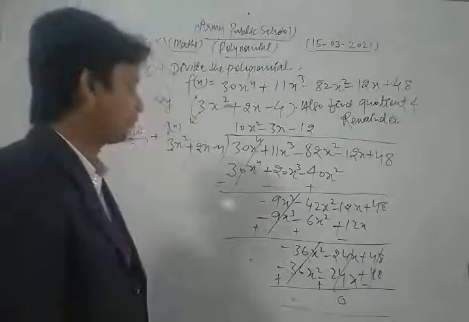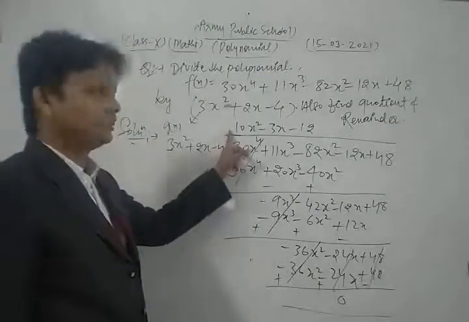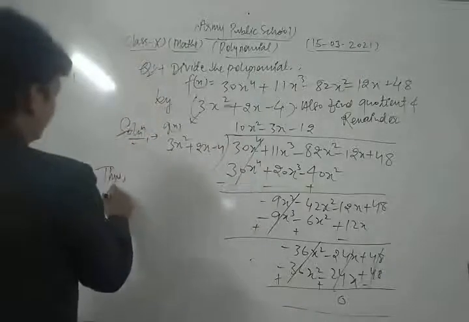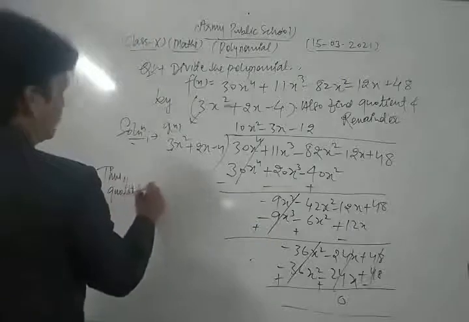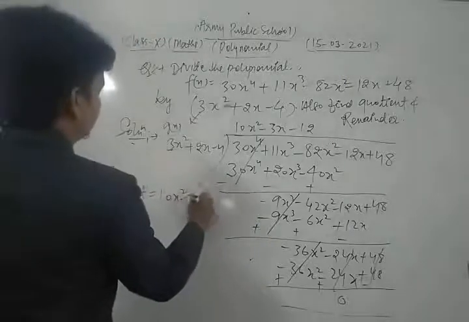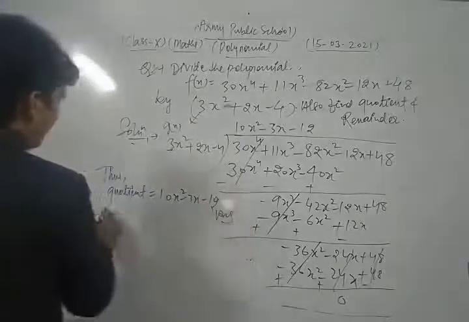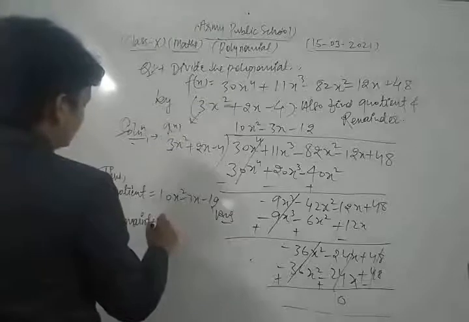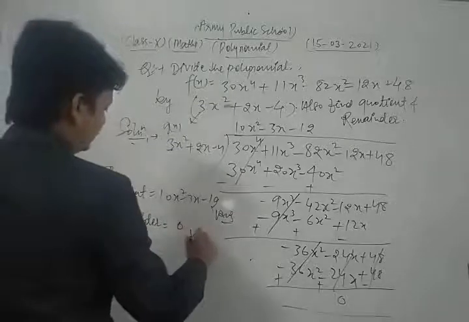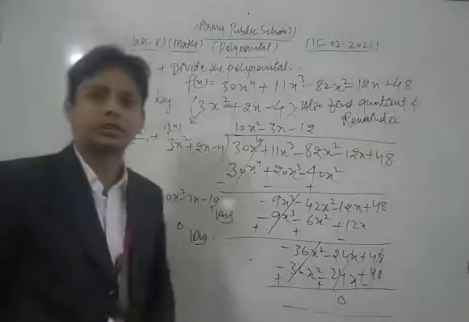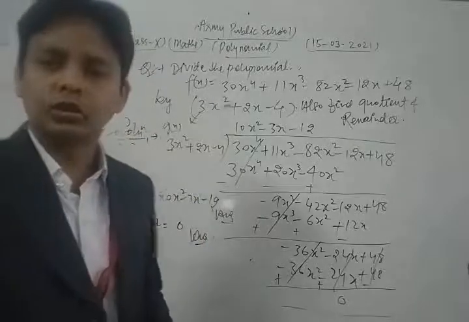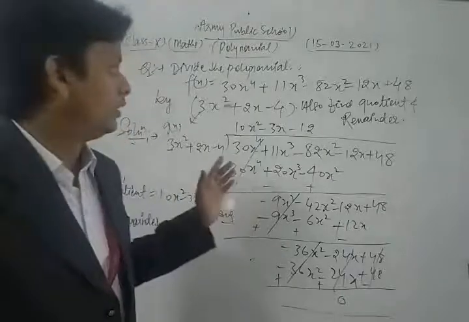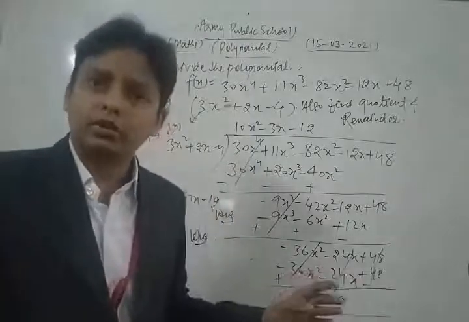Okay dear students, thus the quotient is what, this, and remainder is 0. Thus quotient is 10x square minus 3x minus 12. This is the first answer, and remainder is 0. So this is another answer. Okay. Thus, dear student, in this way you can solve each and every question of your NCERT exercise based on division algorithm for polynomial in this way.